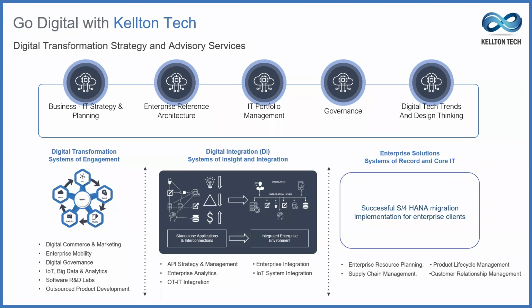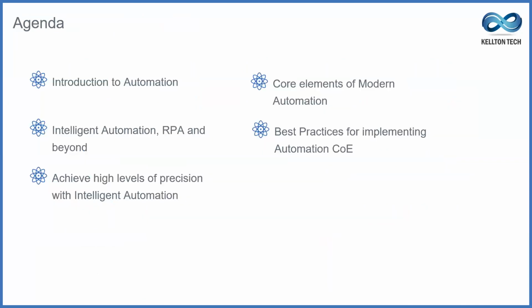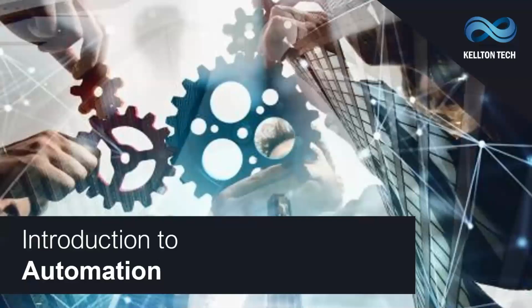For the agenda today, we will be starting with introducing the concept of automation. What is intelligent automation, RPA and beyond? How to achieve high levels of precision with intelligent automation? What are the core elements of modern automation? And at last, we will be touching upon best practices for implementing automation. Now I will hand over to Murali to begin our official webinar discussions on improving business decisions with intelligent automation. Over to you, Murali.